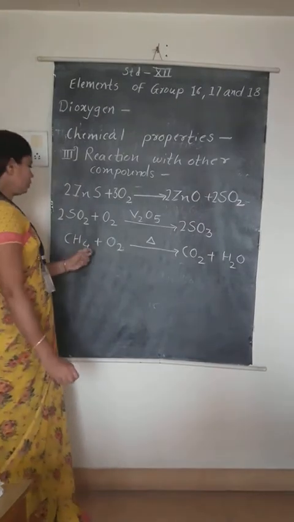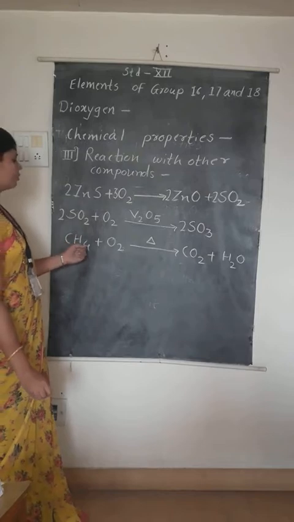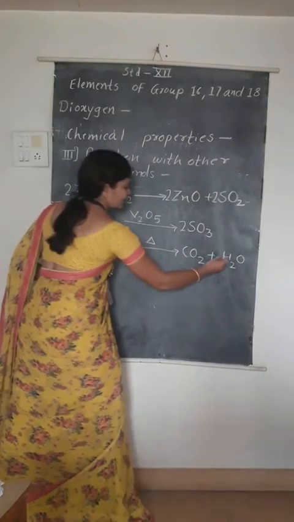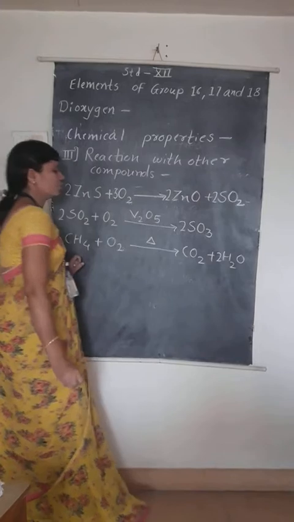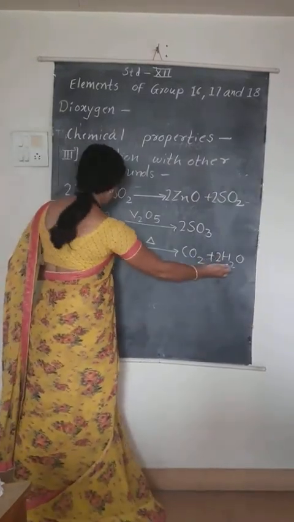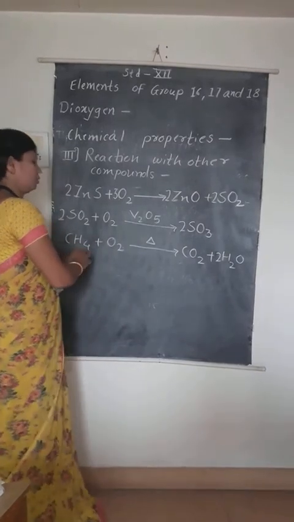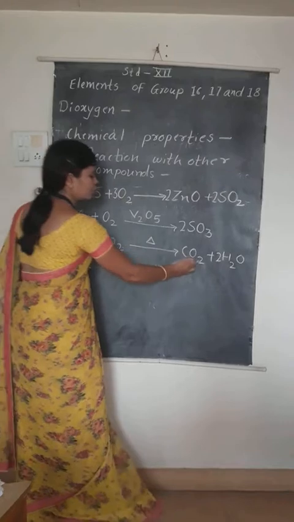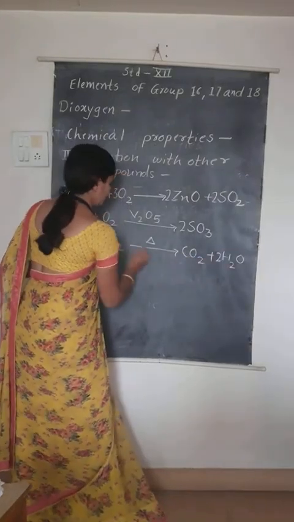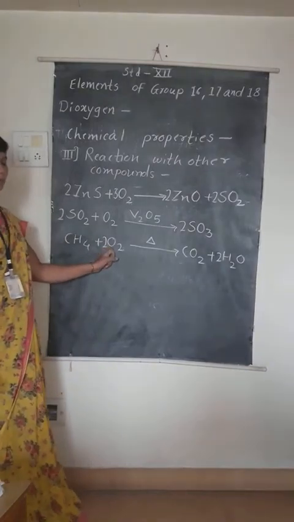Here to balance the hydrogen atoms, now here on reactant side 4 hydrogen atoms, on product side only 2. So take here coefficient of water as a 2. 2 into 2, 4 hydrogen atoms. Here also 4 hydrogen atoms. Now oxygen atoms, here 2, 2 plus 2, 4. To balance oxygen atoms, take here coefficient of oxygen as a 2.